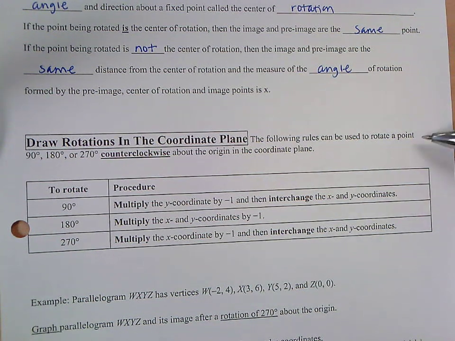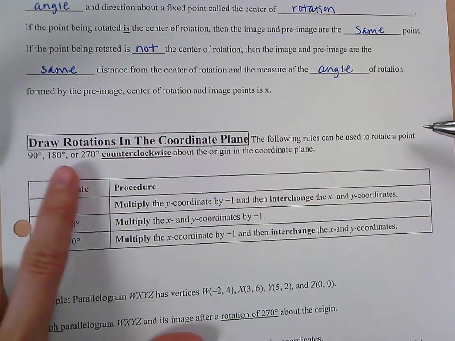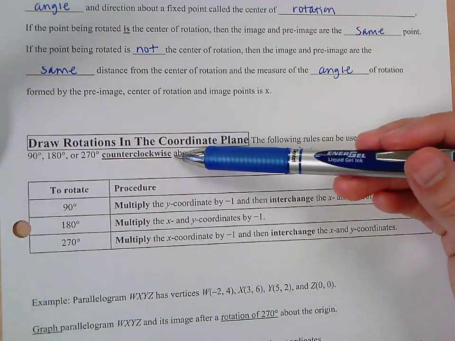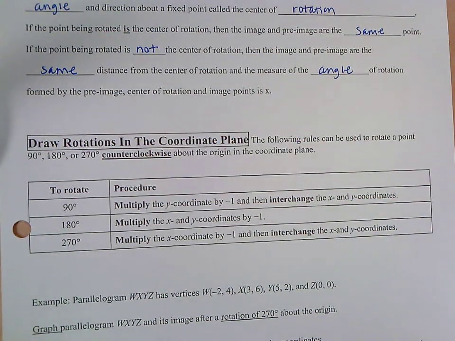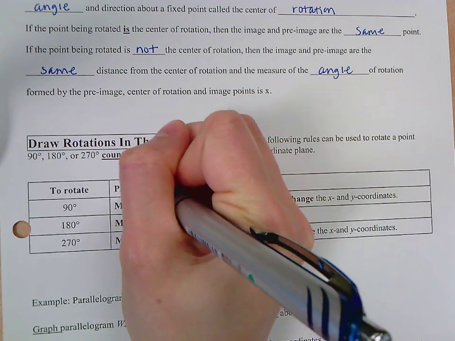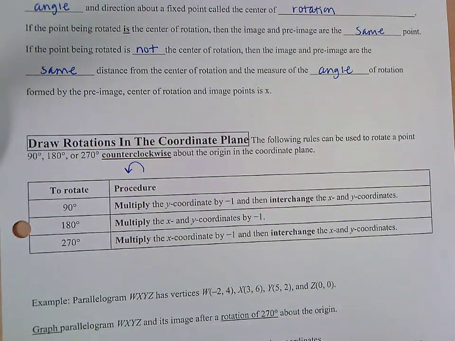So we are just focusing on rotations in the coordinate plane. So we are only rotating a point either 90, 180, or 270 degrees. And we are rotating these counterclockwise. So if you think of the direction that a clock goes, which I have to do backwards to show you guys, counterclockwise is the other way. So it's like you're rotating it left, if you want to think of it that way. So counterclockwise is the rotation direction.